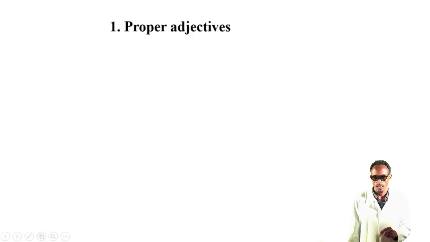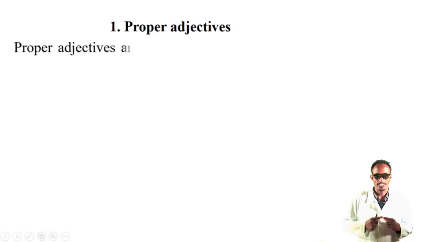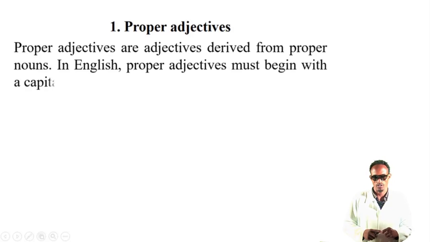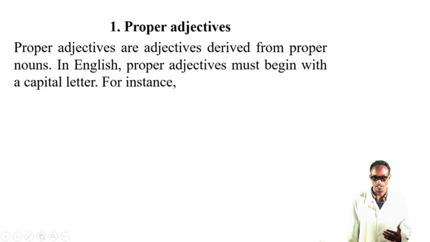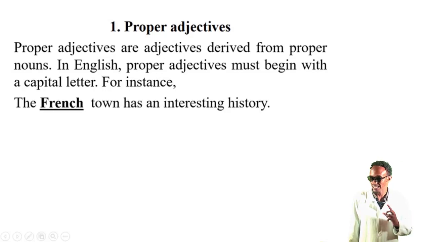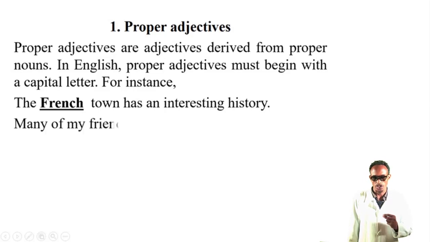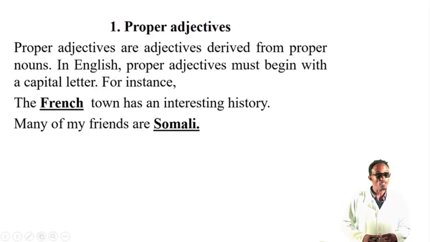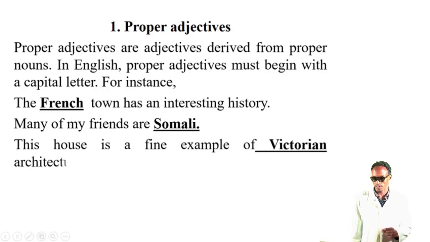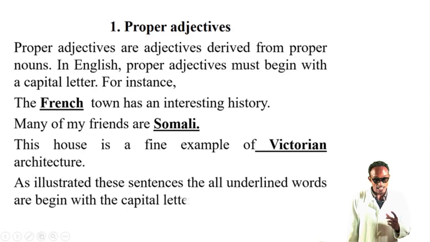Proper adjectives. What is a proper adjective, students? Proper adjectives are adjectives derived from proper nouns. In English, proper adjectives must begin with capital letters. For instance, "The French town has an interesting history." In this sentence, French is a name, so it begins with a capital letter. Or "Many of my friends are Somali." Here the word Somali is capitalized. "This house is a fine example of Victorian architecture" is the same. As illustrated in the sentences, all the underlined words begin with a capital letter.